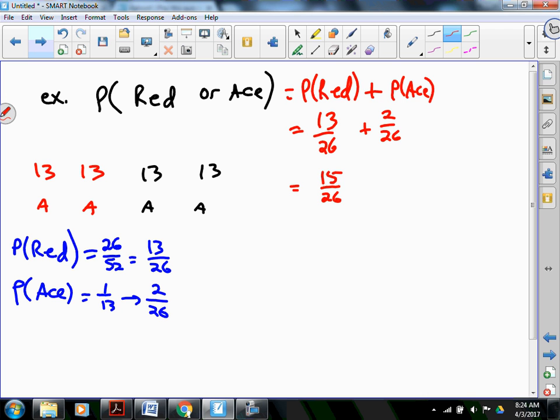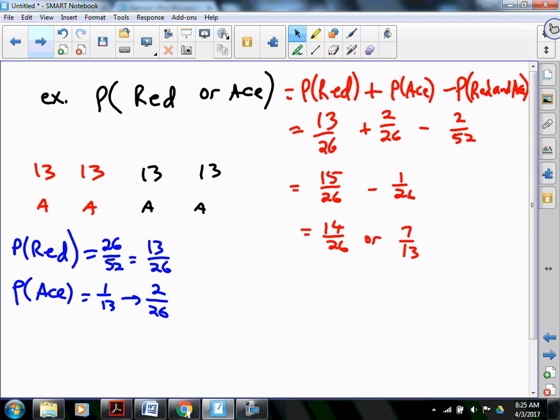So we have to subtract out the ones that are a red and an ace. So how many are reds and aces? 2 of them. 2 out of the 52, right? Okay, so that's minus 1/26. So that should be 14/26 or 7/13. What do you think of that?